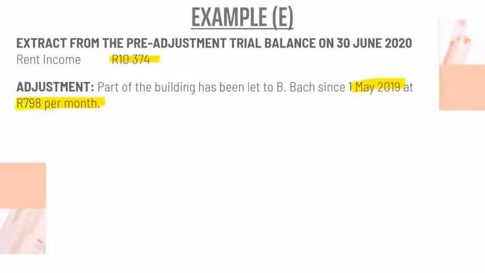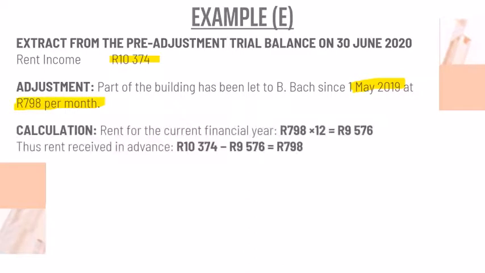So what do we need to calculate? We didn't really tell you. That's how we will do it in the exam. We will give you something like this and you need to figure out what you need to do. I would say you have to calculate how much rent we have actually earned this year by multiplying the 798 Rand by 12. That gives us 9,576 Rand. That's how much rent we should have in this year's income statement.